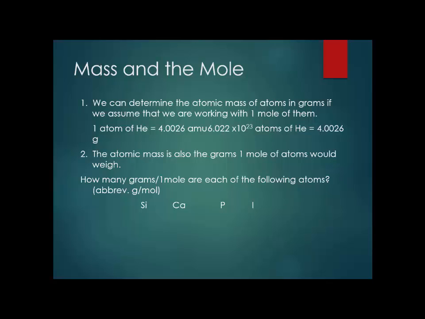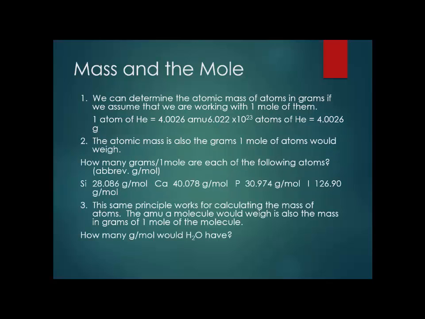So here we have some elements. If you look at your periodic table, go ahead and look up the slide a little bit. There's silicon there. It's 28.086 grams per mole, calcium 40.078 grams per mole, phosphorus 30.974 grams per mole, and iodine 126.90 grams per mole. You'll notice these are just the atomic masses on the periodic table, but we've changed the units on them to grams per mole so that we're working with something we'd actually work with in the lab measurement-wise.